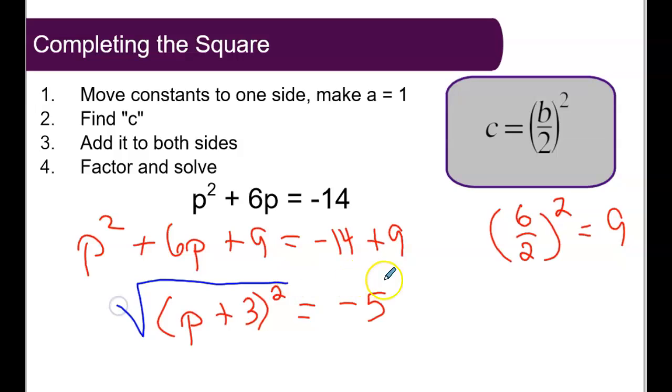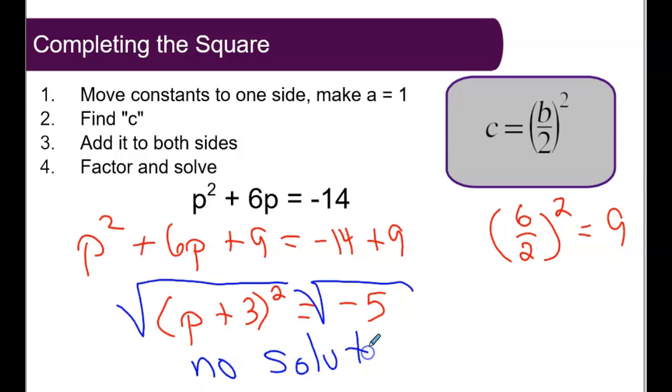To solve for P, I need to take the square root of both sides, and hopefully here you say, oh wait, I can't find a real number that's the square root of negative 5. So for this problem, there is no solution.